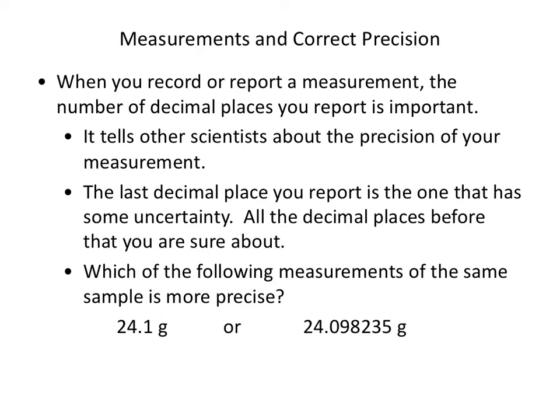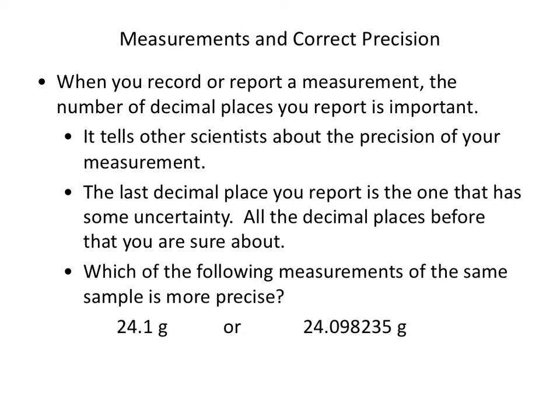So when you record or report a measurement, the number of decimal places you report is important. It tells other scientists about how precise your measurement is. And the last decimal place that you report is always the one that has some uncertainty. All the other decimal places before that you're sure about, and the last one you report is where the uncertainty is. And so that's understood by all scientists. When we write down a measurement, we all follow the same convention. And so when you look at a number that anybody has written down, you know how precise that measurement is.